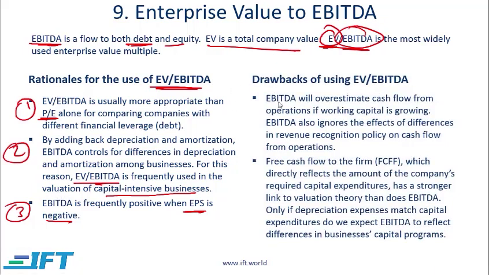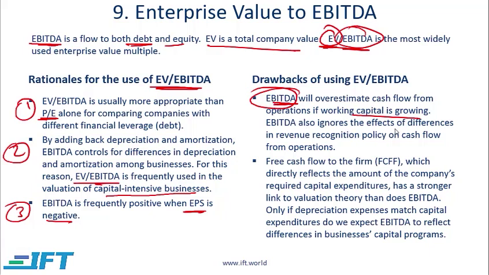What are the drawbacks? EBITDA will overestimate cash flow from operations if working capital is growing. And hopefully you recognize this. If working capital is growing, what does that do to cash? It is a use of cash. Is that use of cash captured in the income statement? It is not. So since that use of cash is not being captured in the income statement, EBITDA, which is an income statement item, will be overstated.